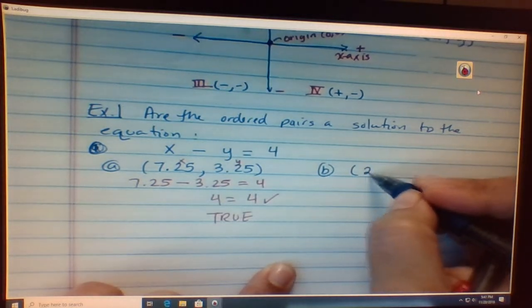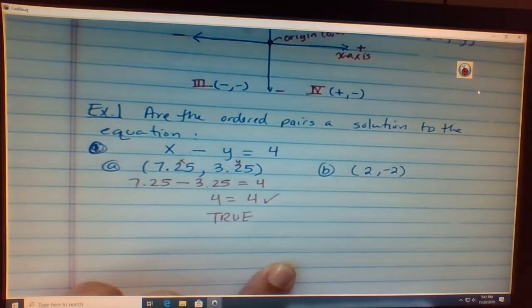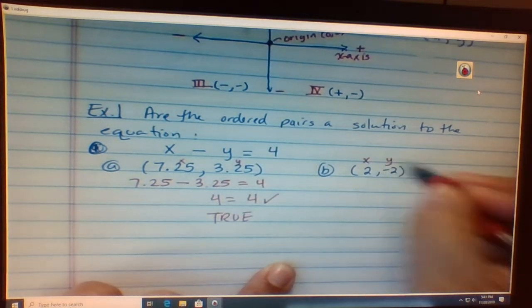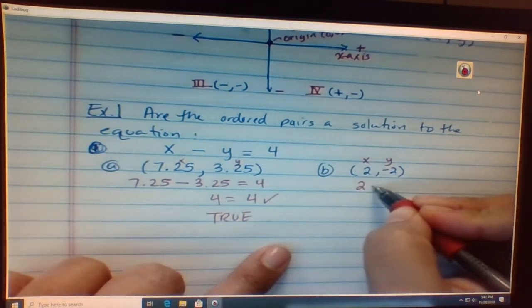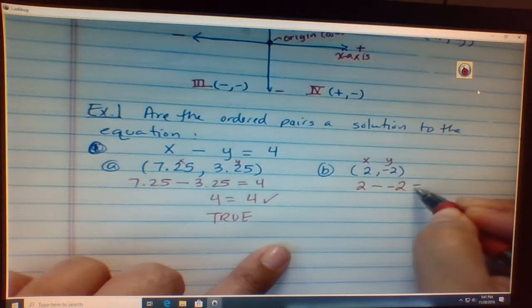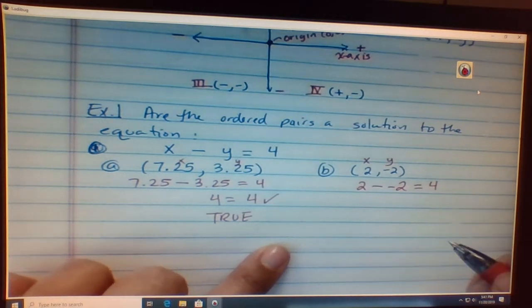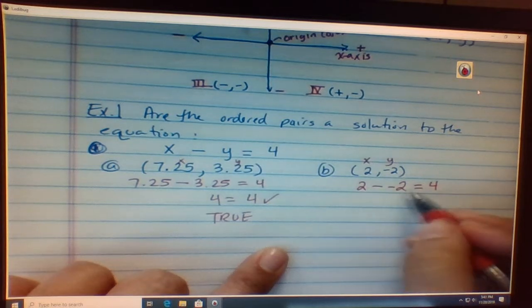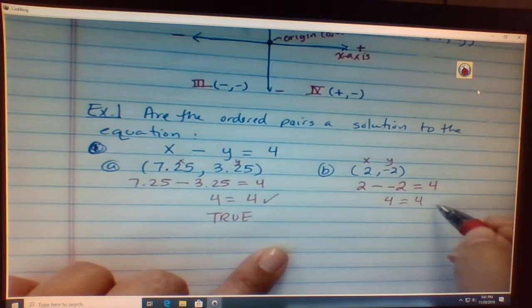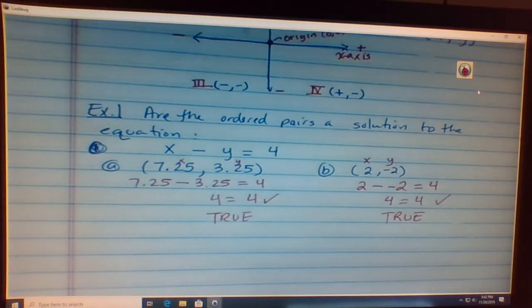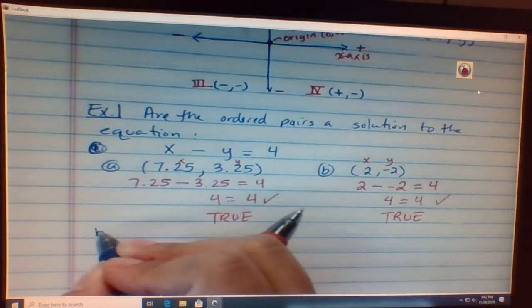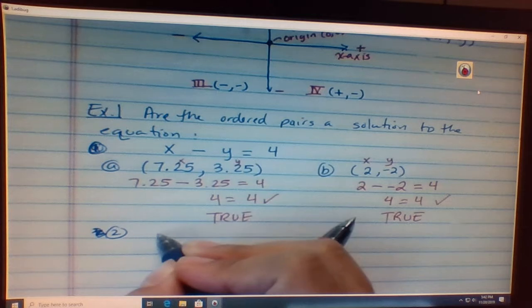Now, can you check if this is a possible answer? Once again, this is your X. This is your Y. We're using the same equation. So this becomes 2 minus a negative 2 equals 4. Minus and negative becomes a positive. So what's 2 plus 2? 4. Is 4 equal to 4? Yes. So that right there is also true. So they're going to give you an equation. They're going to ask, is this a solution? You check. If it's true, then boom. You're right.